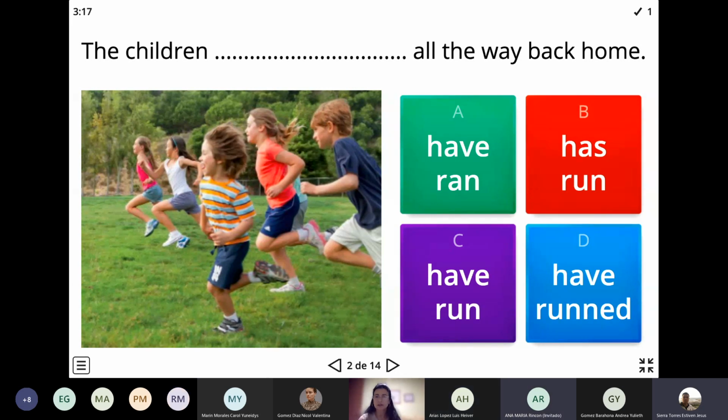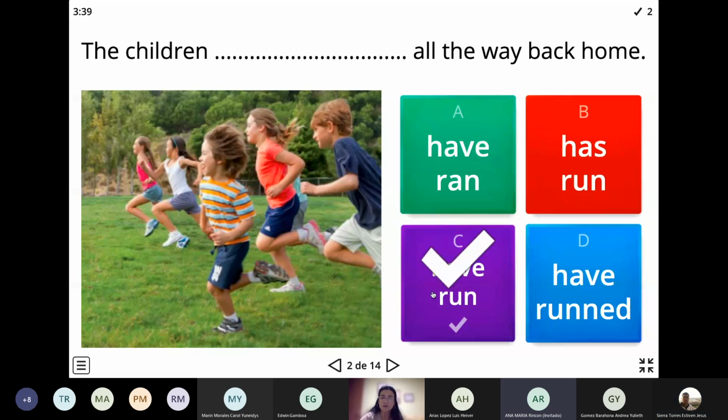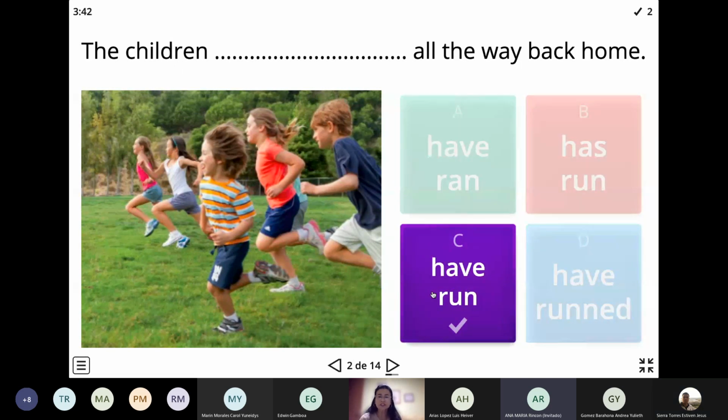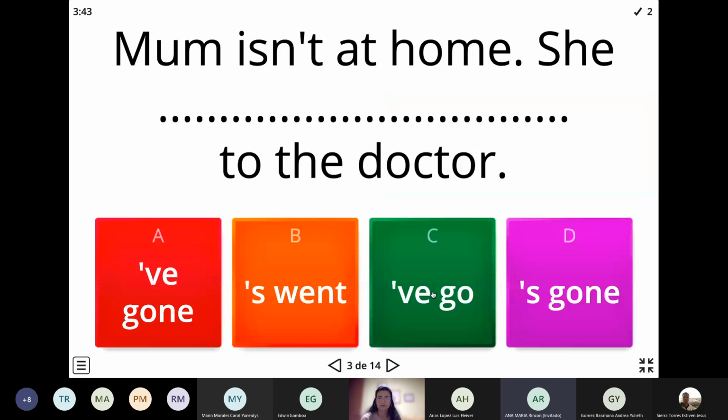Has. The children has. If it is plural, you use have. So the answer is: the children have run all the way back home. Have run. The children have run. Very good. Continue. Next one.